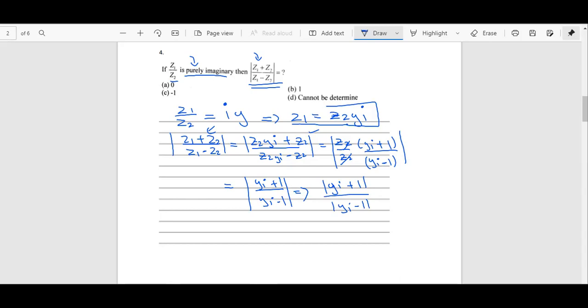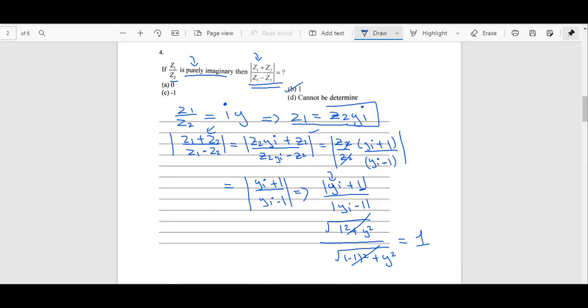Now I have to use the mod function for both numerator and denominator. So what is the mod function? Under root, I write the real part square. The real part of this complex number is 1, so 1 square plus y square, divided by, again under root, minus 1 square plus y square. So this is basically 1. Numerator and denominator are the same, so they can be cancelled and I am going to get 1. So 1 is the answer. So B is the answer.